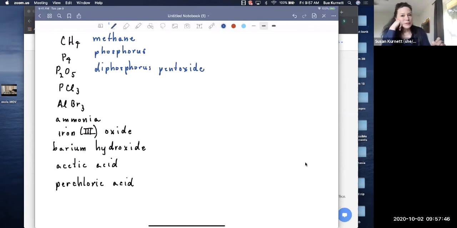The fourth one is also a covalent compound with no hydrogen. So it's also how many of each kind. It starts with a nonmetal. It's phosphorus day today.